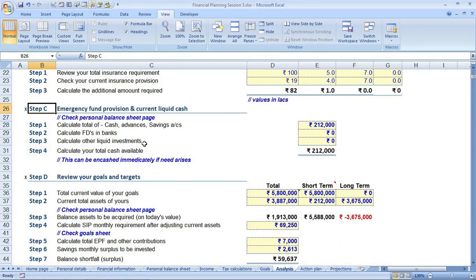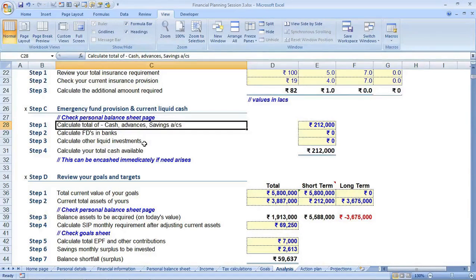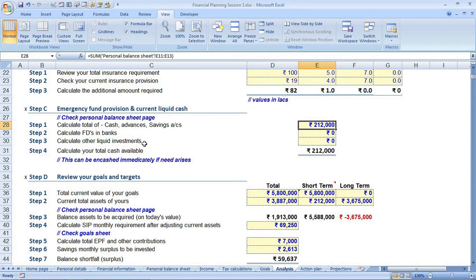The next analysis is to find out the emergency fund or the cash provision you have in case of any emergency. The total of cash, savings and accounts, this is automatically calculated. He has around 2,12,000. FDs in banks 0, other liquid investments 0. So currently he has around 2 lakhs which he can withdraw immediately in case of any emergency. Also, he can use his credit card to get at least a month's bandwidth to cover any emergency expenses.